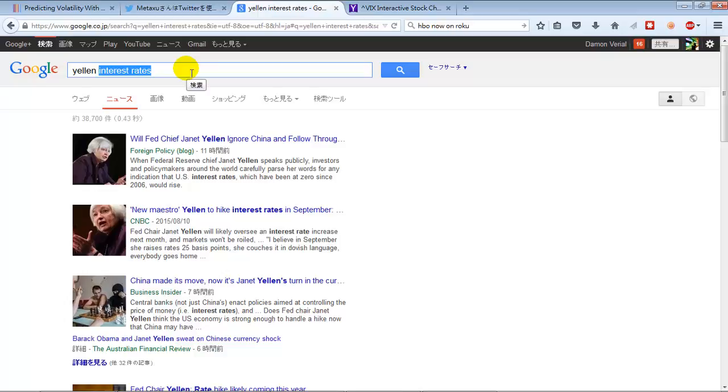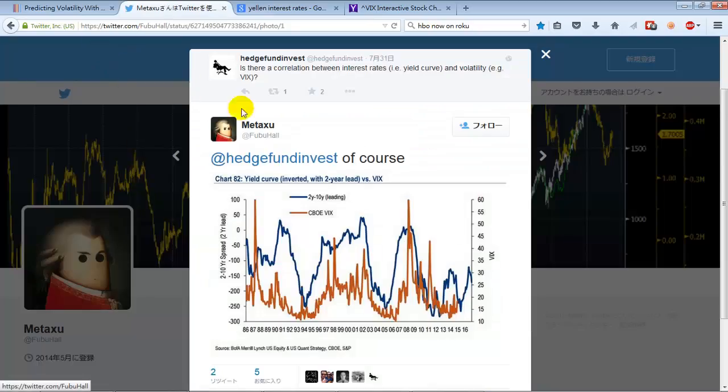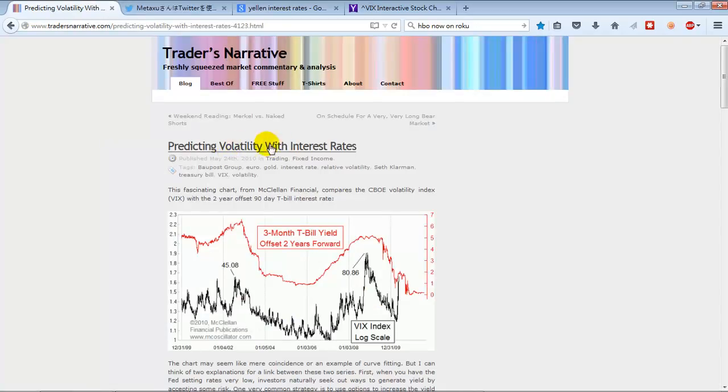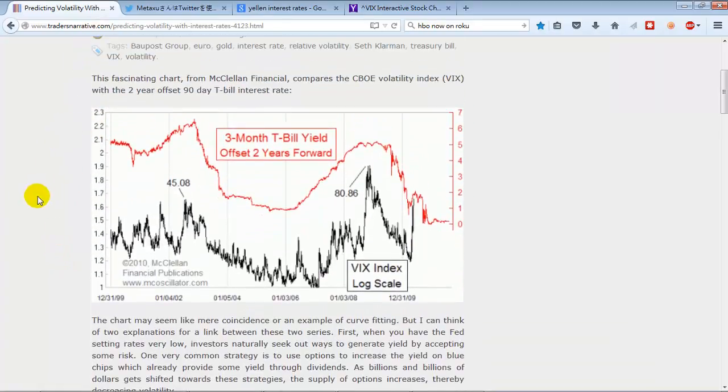Of course, I first looked to see if someone has already answered it, and I found two things online that basically say yes, but they're very poor answers. So I got two charts where people say of course, and another one says yes, here you can predict volatility with interest rates. Neither of these charts are good. Let's start with this one.